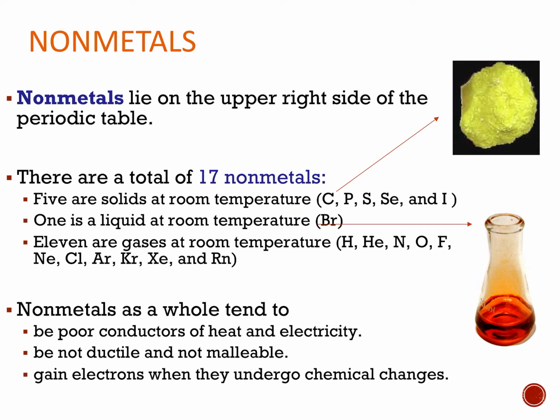Nonmetals lie on the upper right side of the periodic table, so totally the opposite from the metals. There are 17 total nonmetals. 5 of them are solids at room temperature. So this is carbon, phosphorus, sulfur, selenium, and iodine. 1 of them is a liquid at room temperature. That is bromine, and that's this cool amber-colored liquid down here.